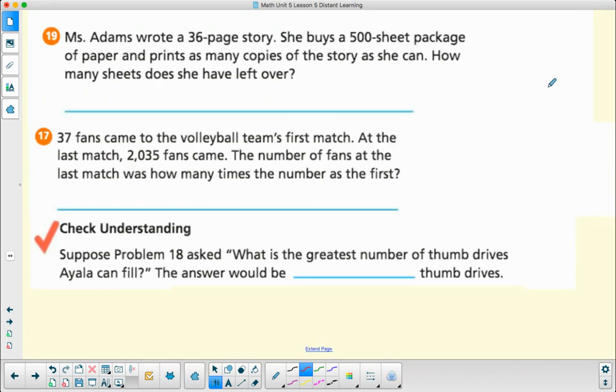And finally, check for understanding. Suppose problem 18 asked, so you have to go up to 18, what is the greatest number of thumb drives Ayala can fill? The answer would be blank thumb drives. What's the greatest number she can completely fill?